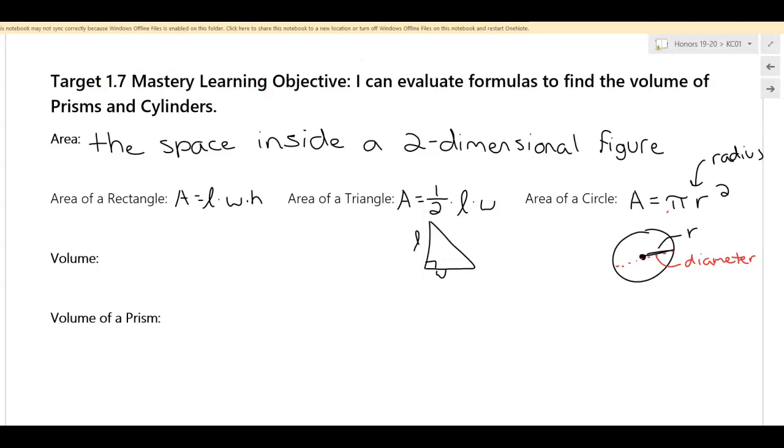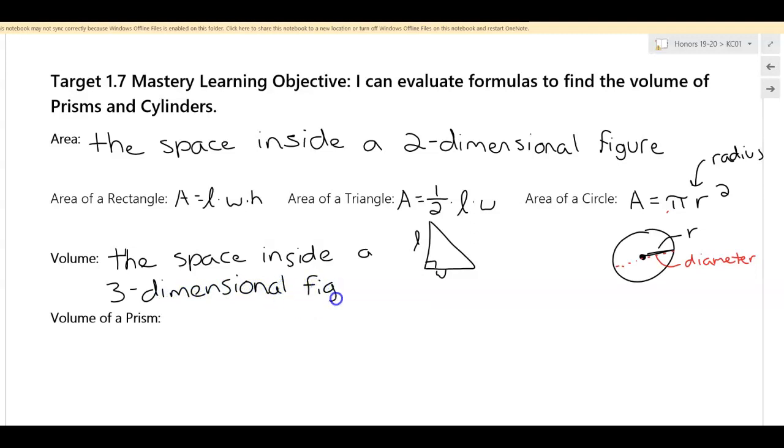And then what is volume? Well, just like area is the space inside a two-dimensional figure, volume is the space inside a three-dimensional figure. Sorry, my picture of a triangle got in the way.